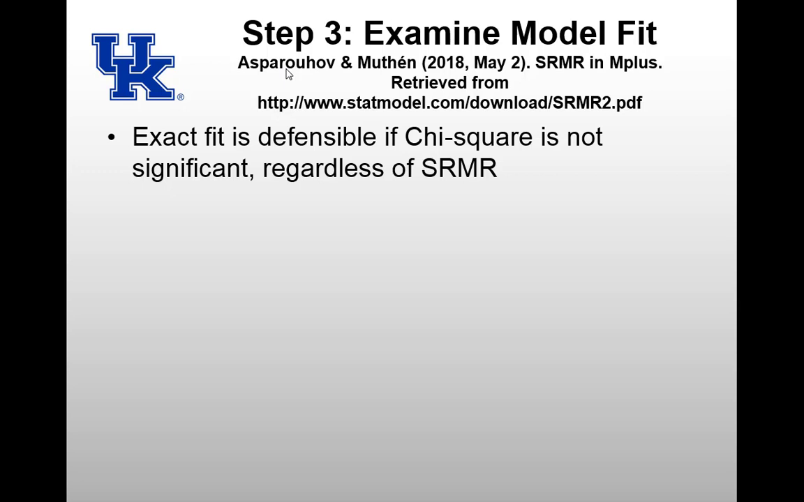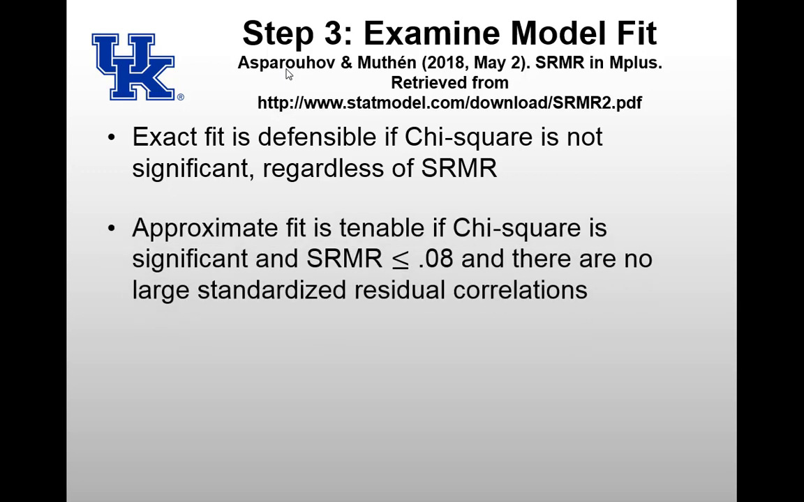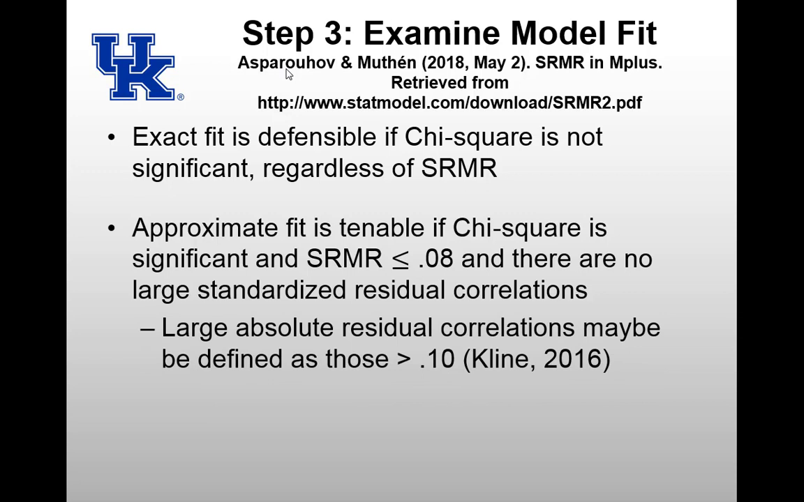Regardless, then you don't need to look further. You don't need to look at the approximate model fit things. And then if that is tenable, and if chi-square is significant, but you still have your SRMR smaller or greater than 0.08, and then plus, remember we requested standardized residuals. So we look at the residual correlations. If there is no big correlations, then we can say we have approximate model fit.